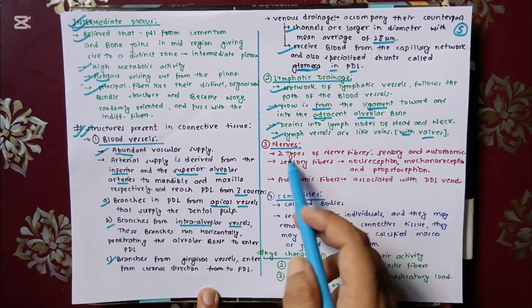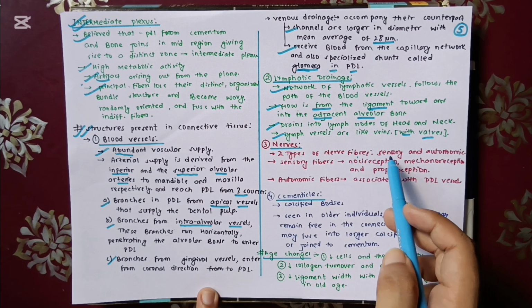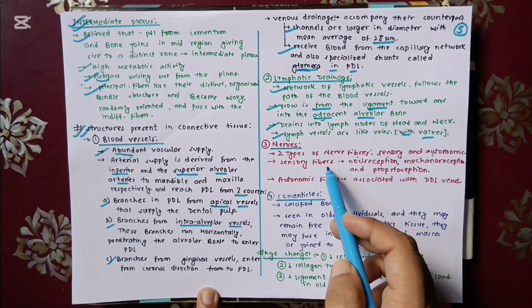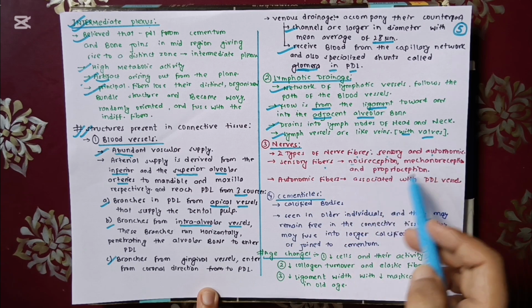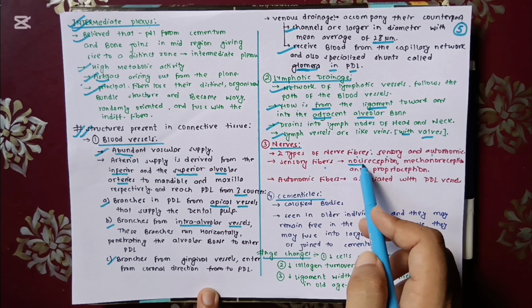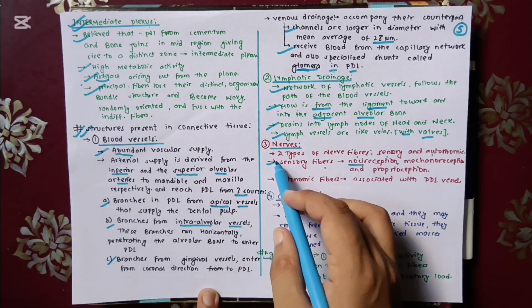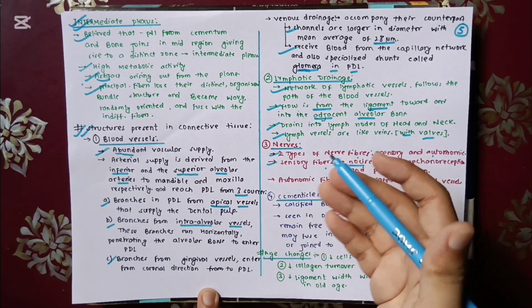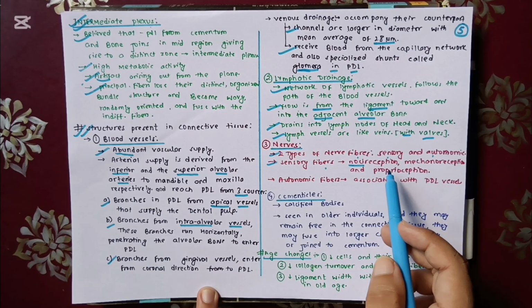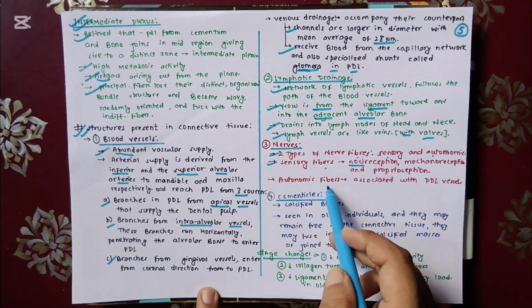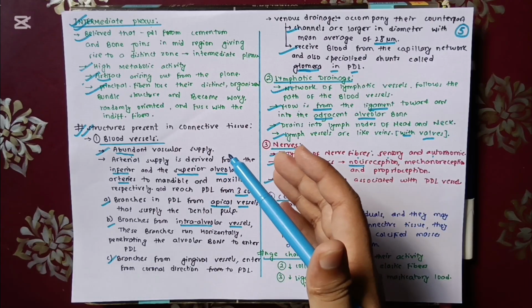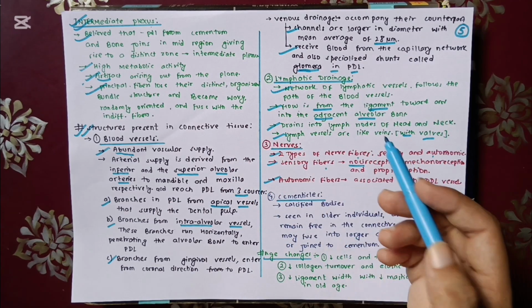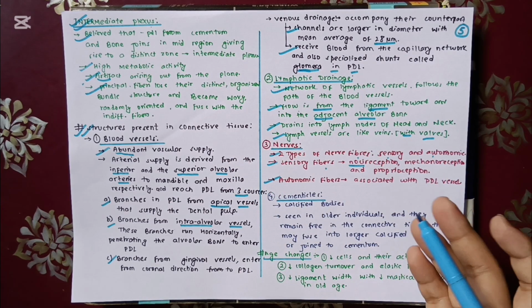So we have particularly two different types of nerve fibers, that is sensory and autonomic. Sensory fibers are responsible for nociception, mechanoreception, and proprioception. Nociception means the pain sensation, and mechanoreception means touch and pressure, and then proprioception. After that, the autonomic fibers are associated with the PDL vessels. Autonomic means sympathetic and parasympathetic. So they are associated with the blood vessels.